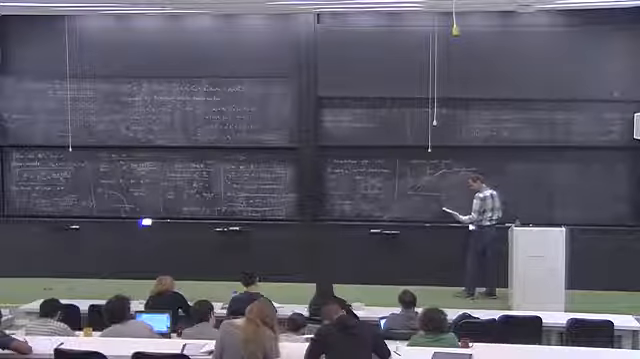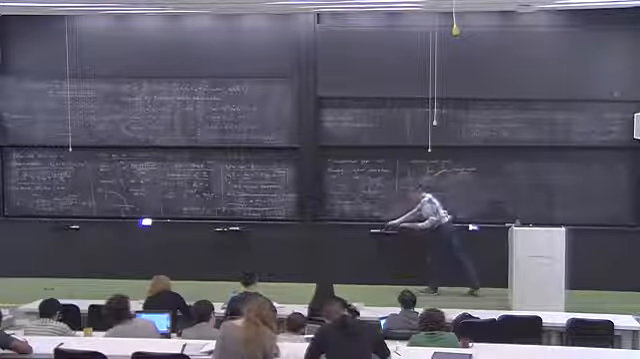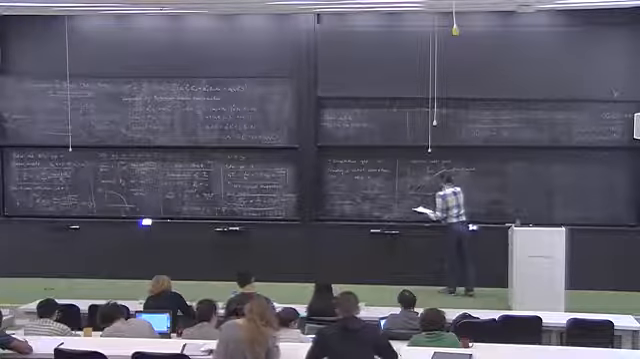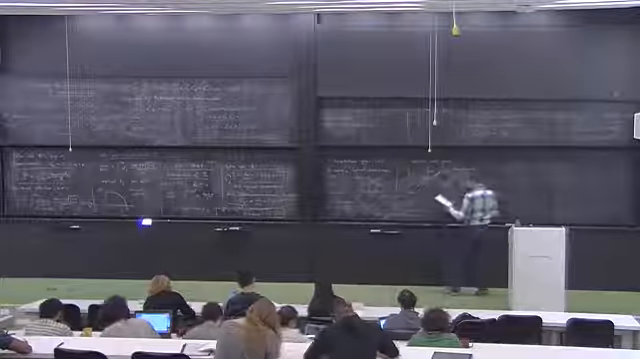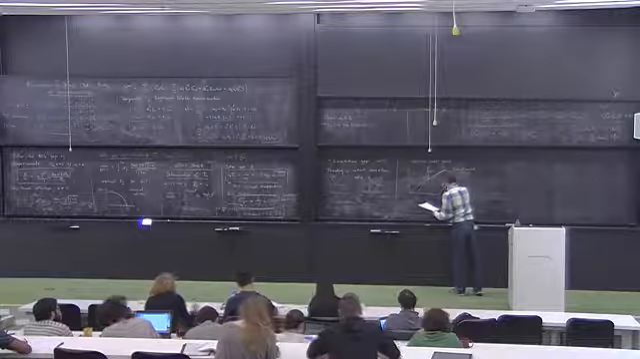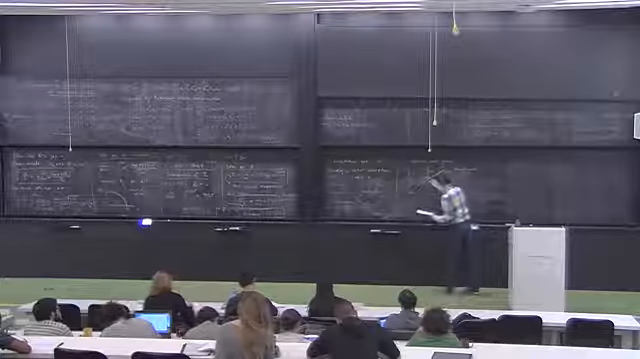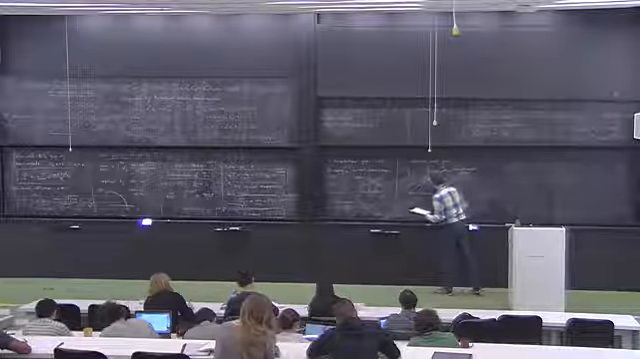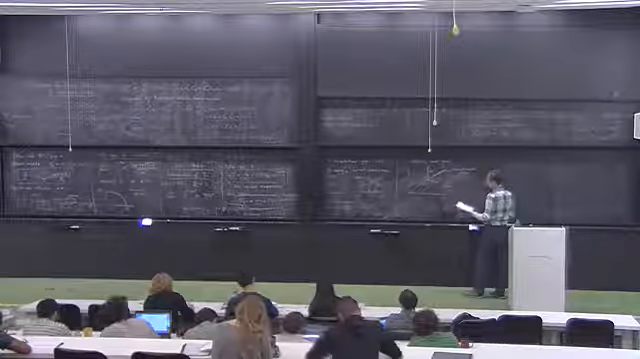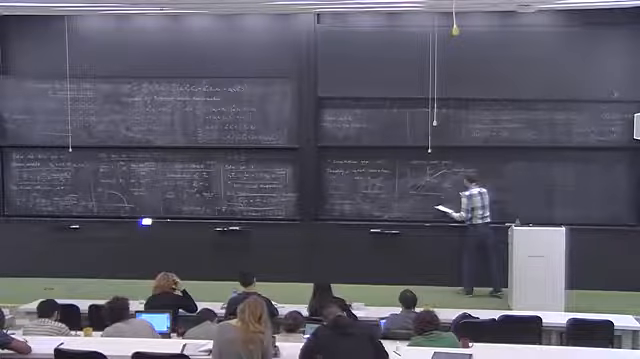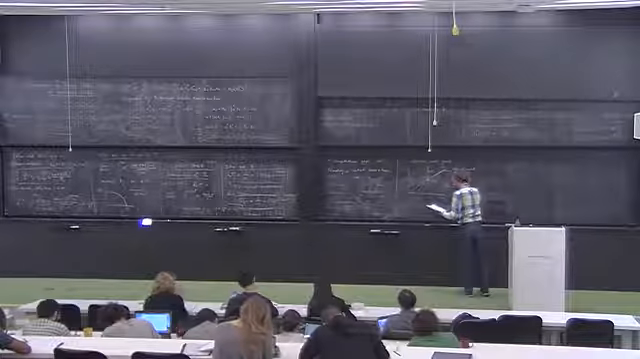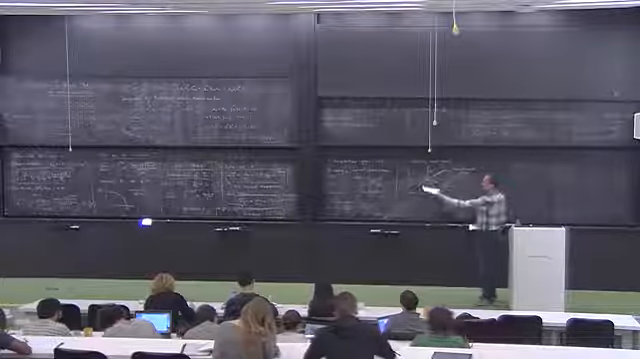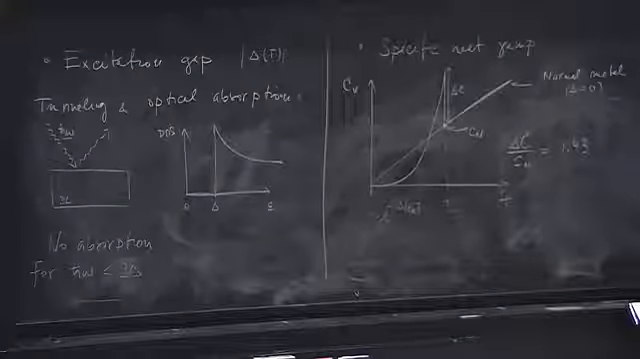And this jump, again, has a universal value. You can calculate this jump in specific heat divided by C_n, where C_n is this value here. So this would be the value of the specific heat in the normal state. And it's 1.43. Again, it's one of those integrals, and it's just a number.